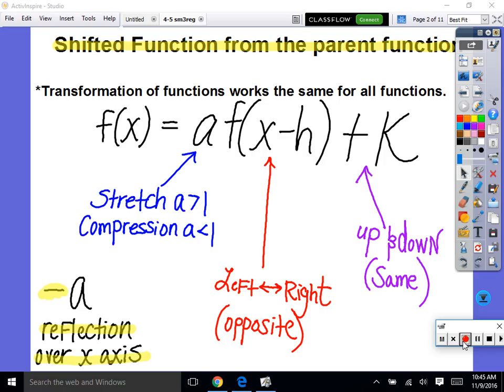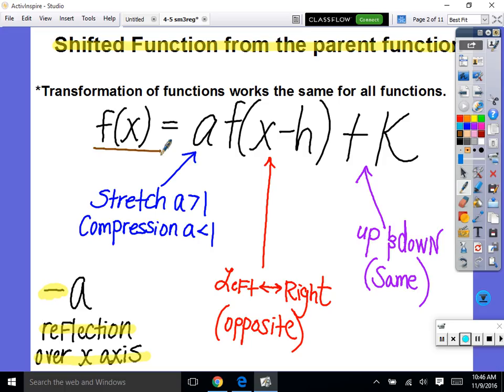So shifting for all different functions from the parent function works the same way, guys. So transformation of functions, I'll say it again, works the same for all functions. So we have some function f of x. The transformation, if it's a transformation from the parent function, it'll have this form. So a couple different things. All functions have a parent function. A quadratic's parent function is x squared. Do we understand that? A cubic function is like x cubed. You get what I'm saying? The most basic non-shifted function.